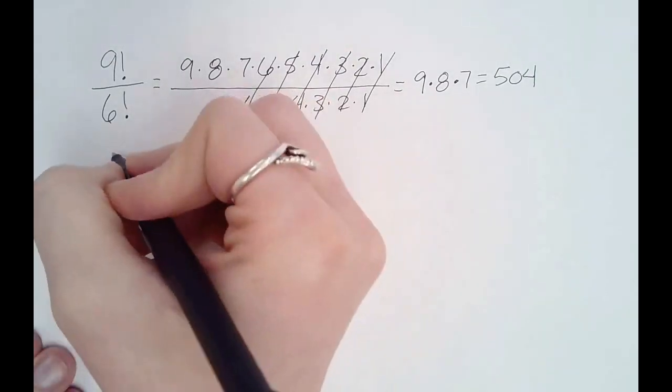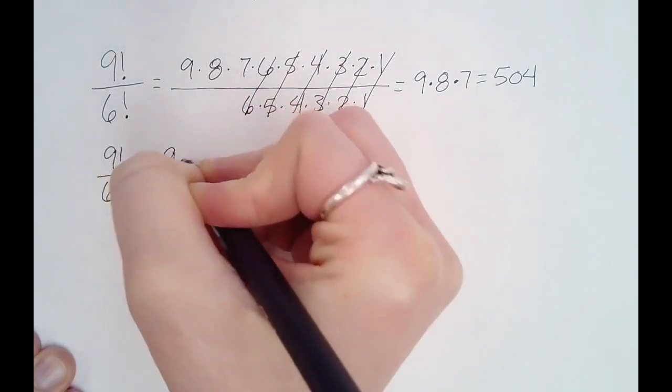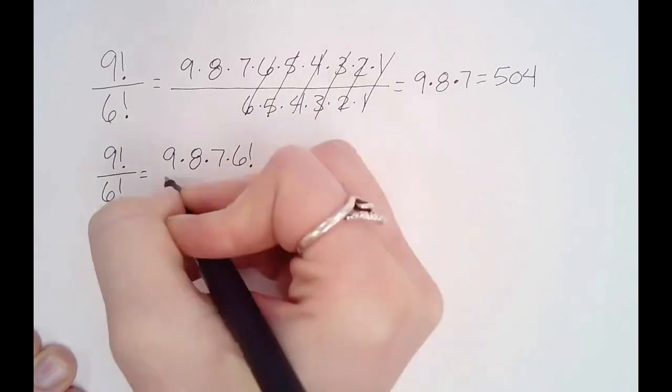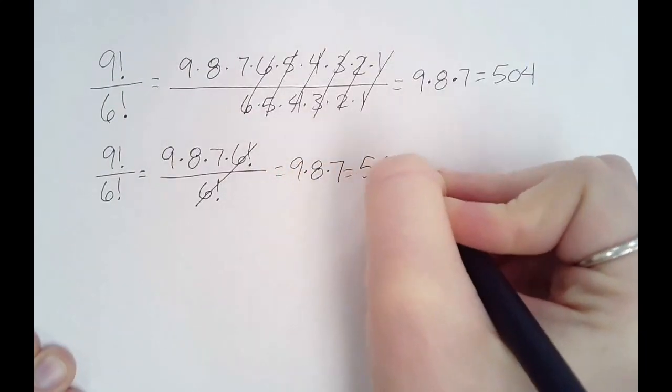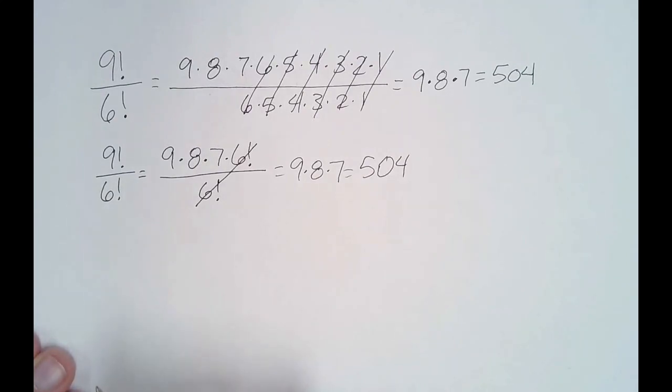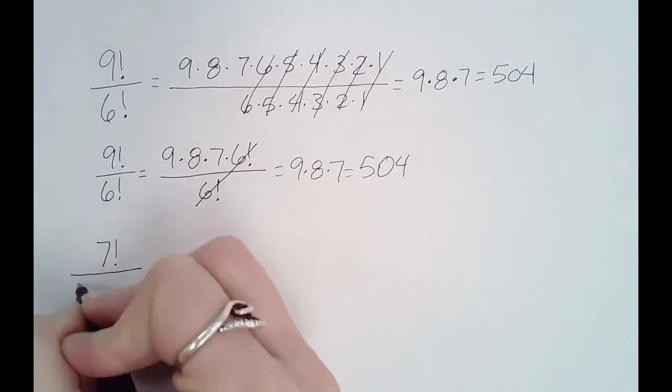Another way that we could do this same problem, 9 factorial divided by 6 factorial, is 9 times 8 times 7 times 6 factorial divided by 6 factorial. So 6 factorial divided by 6 factorial is just 1, and we're left with the same thing. 9 times 8 times 7 equals 504.